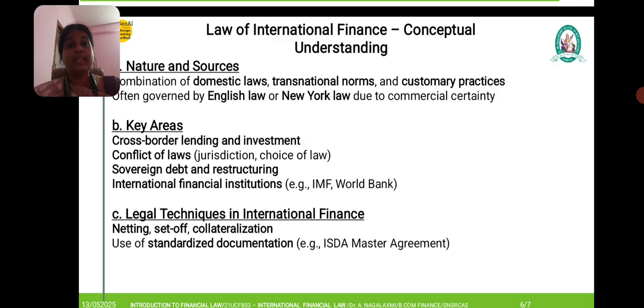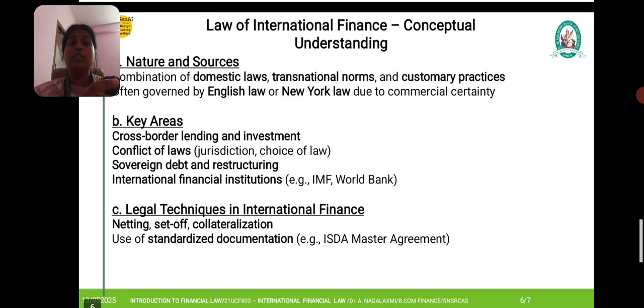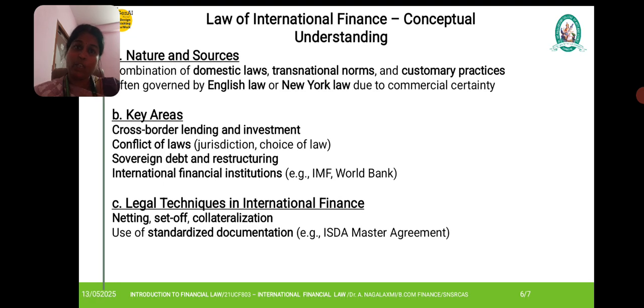Now we are going to see the key areas. What are the key areas of international finance? Cross-border lending and investment. Cross-border means crossing the border of the countries. Next, conflict of laws. Certainly we cannot say that if we combine both the laws, everything will get settled down. No, there will arise some conflict between the laws, about which country's law to adopt.